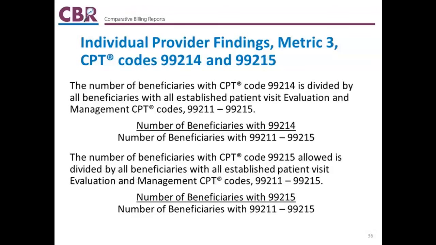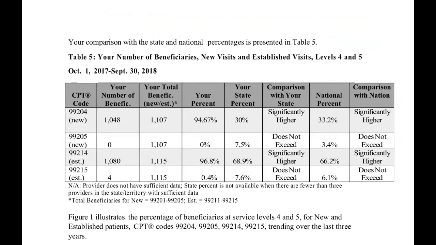And finally, still within metric 3, the number of unique beneficiaries that received a level 4 established patient encounter is divided by the total number of unique beneficiaries who received a level of care that was submitted with an established patient encounter code. Again, we replicate for level 5 with the established patient visit with code 99215 in the numerator. So let's take a look at table 5 of the sample CBR so that we can take a look at this specific table.